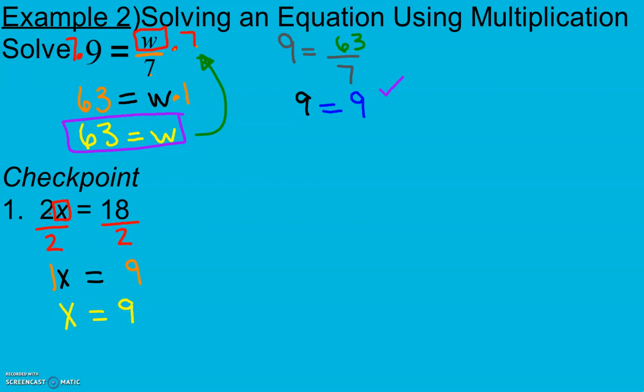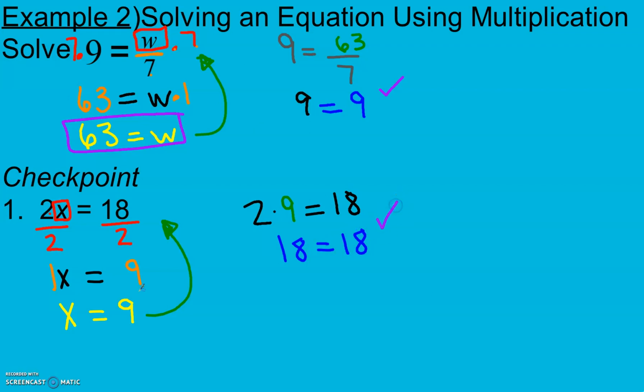We want to check to see if we're right, so I take that and plug it in. I have 2 times x, which we said is 9, and equals 18. Simplify here. 18 equals 18.